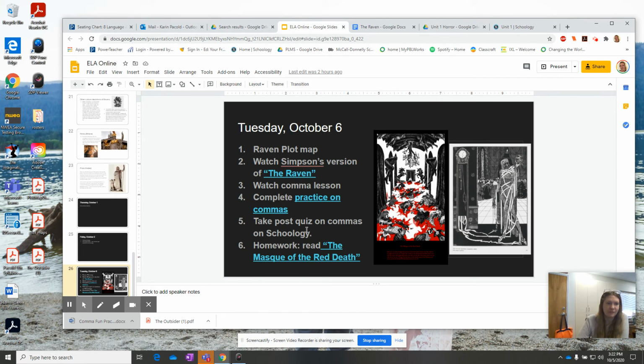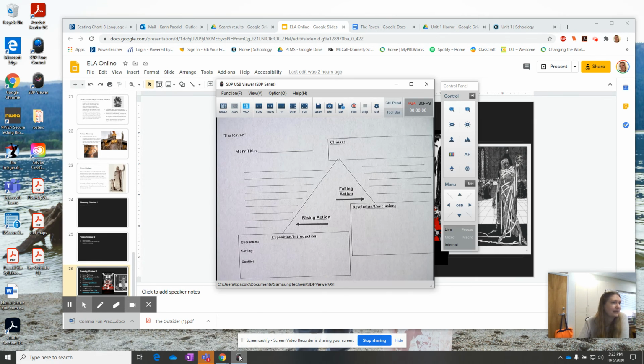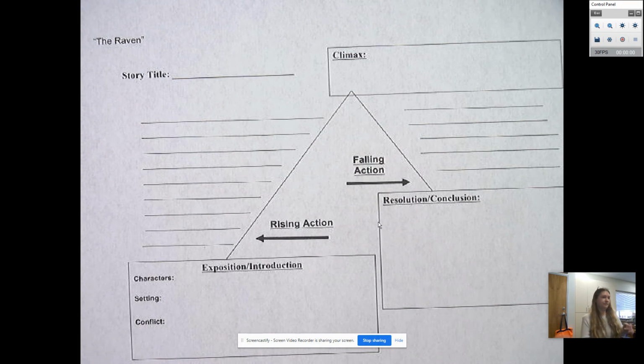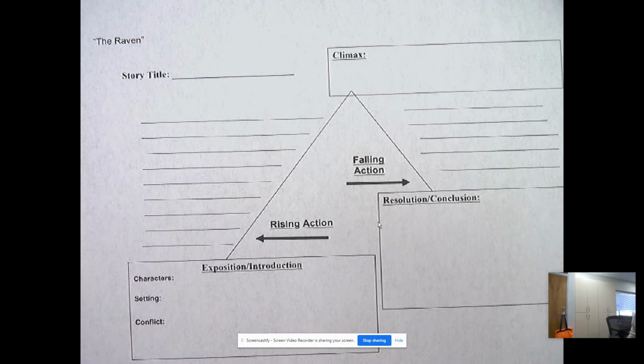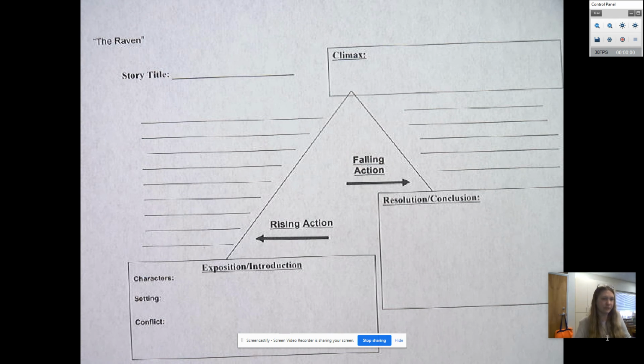So I will go ahead and start explaining all of those things. But this video in particular is just going to be the Raven plot map. So let me go ahead and pull that up and follow along with your composition notebook. Go ahead and draw a plot map in your composition notebook to make it look just like mine. And you can pause this and stop it and copy whenever you would like. So the first thing that we're going to start with is, kind of move this window real quick, it doesn't really matter.